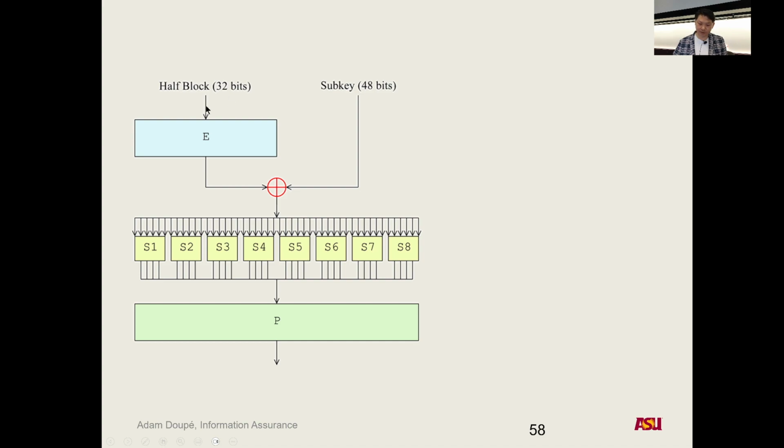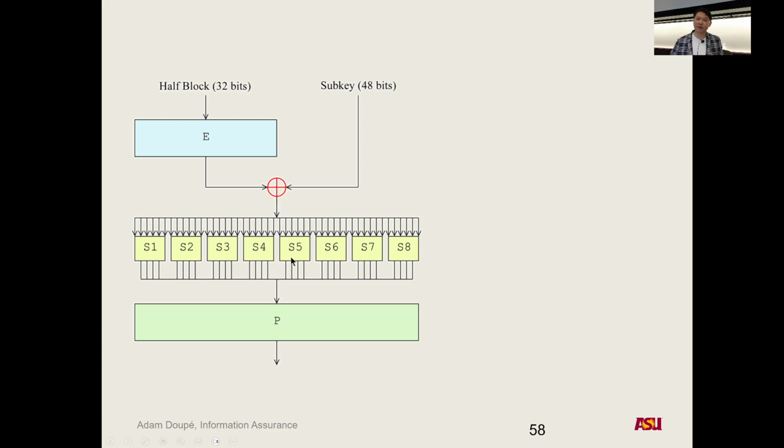Yeah, the half block, 32 bits, can be XORed with the subkey of 48 bits, but as I said, the size is mismatched. So how can we match that? We use the S-boxes from S1 to S8. Each S-box has 6 bits, so 6 times 8 makes 48. So this upper block will be expanded to 48 bits, and they are XORed and permuted.